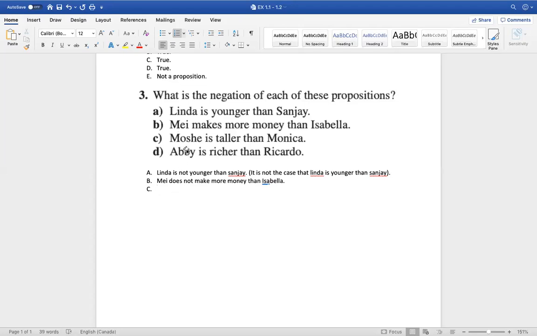So here, for part C, Mosh is taller than Monica. So we will say Mosh is not taller than Monica. This is the negation. And then similarly, Abby is not richer than Ricardo. And we can express the statements in different ways as well. Okay, so if everyone is good with this, we can move forward.